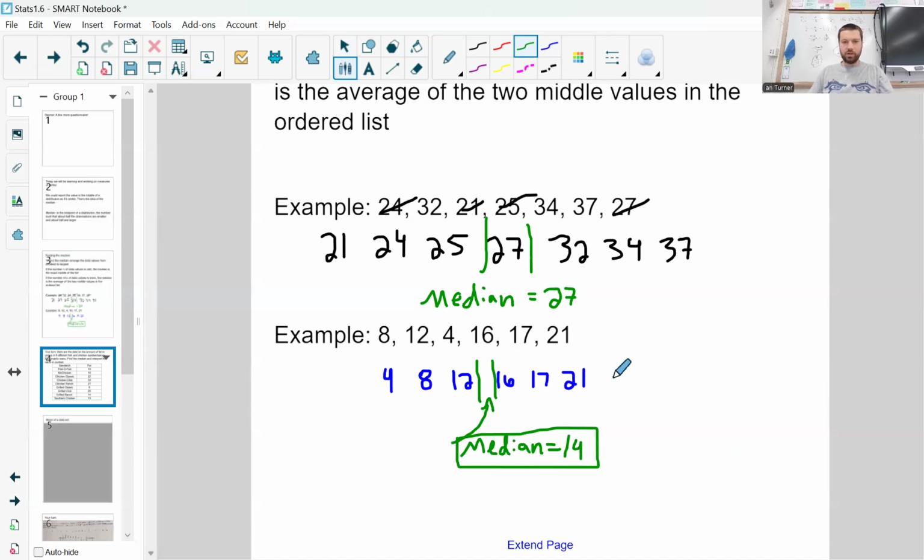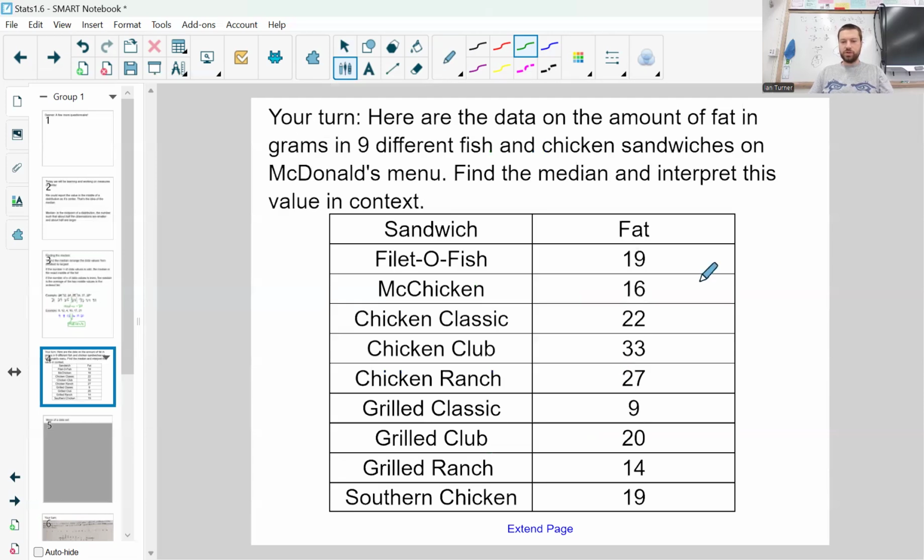Nice. All right, so here's another one. You could do this on your own. If you want to pause and put another example in there, find the median and interpret this value in this context. You're going to hear that a lot over the next however long: interpret this value in context. So we might say the median of grams of fat in McDonald's sandwiches is whatever you find. If you want another example, you can pause and do that here. But basically, that's the median. It's the middle.